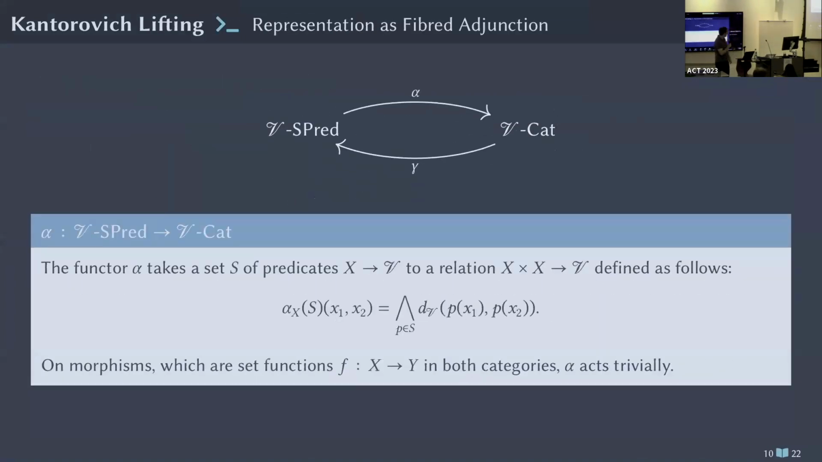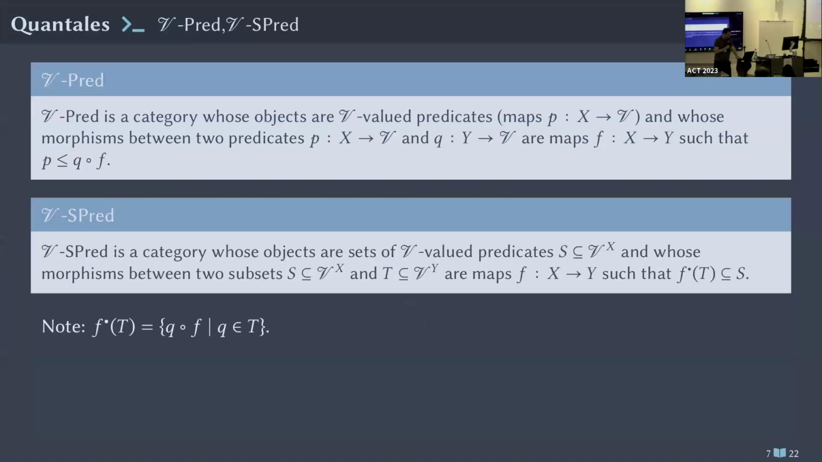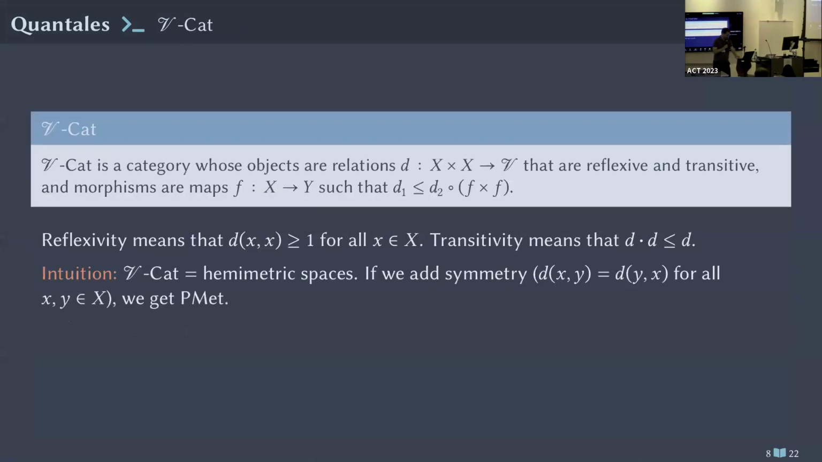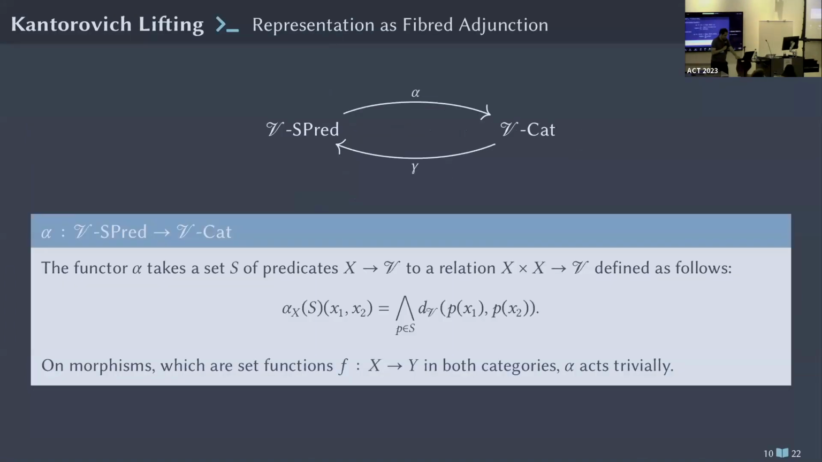Okay, so this is actually going to be a bit tough to do in the remaining time, but let's see. Okay, anyway, so we have these V-valued predicates, and we also have this notion of V-valued categories. And as Johanna was saying, these are essentially a generalization of metric spaces. And so one thing that exists between these two categories, this category of metric spaces and this category of sets of predicates, is an adjunction. And this adjunction comes in two parts.